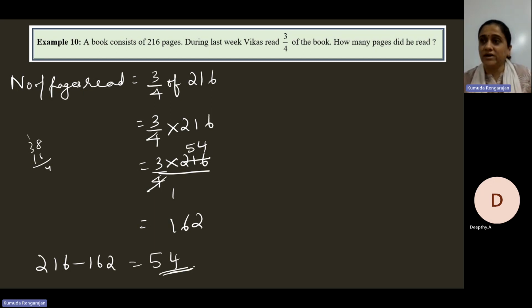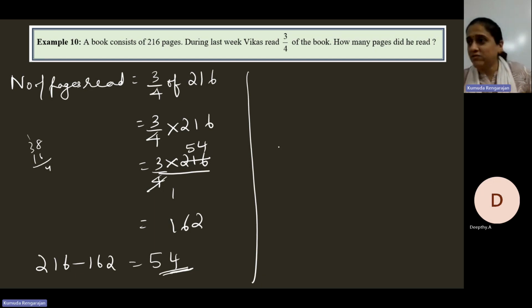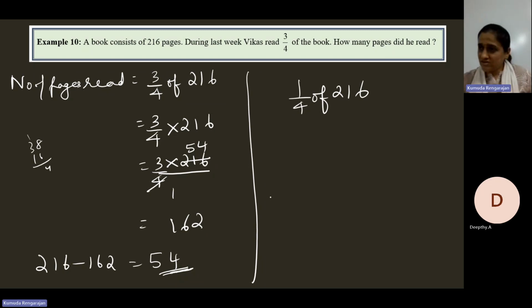Now you can find this straight away. Not read, you can find straight away. How? If he's read 3 by 4, he's not read 1 by 4 of 216. If he has read 3 by 4, that means he's not read 1 by 4. 1 minus 3 by 4 is 1 by 4. 1 is 4 by 4. 4 by 4 minus 3 by 4 is 1 by 4.